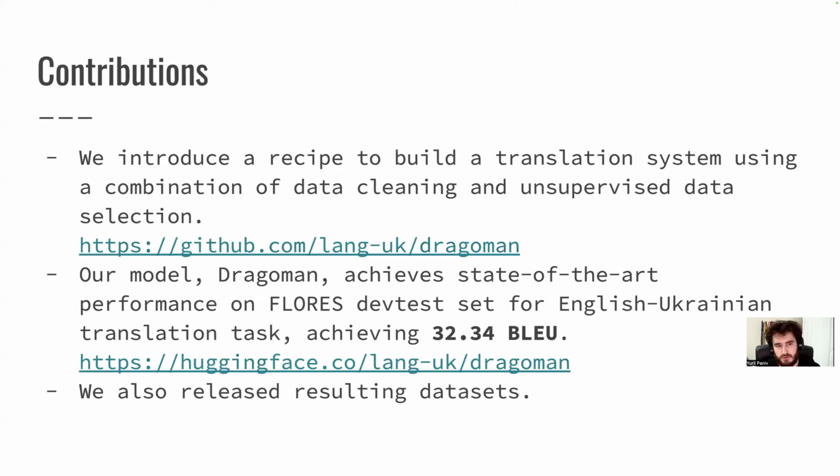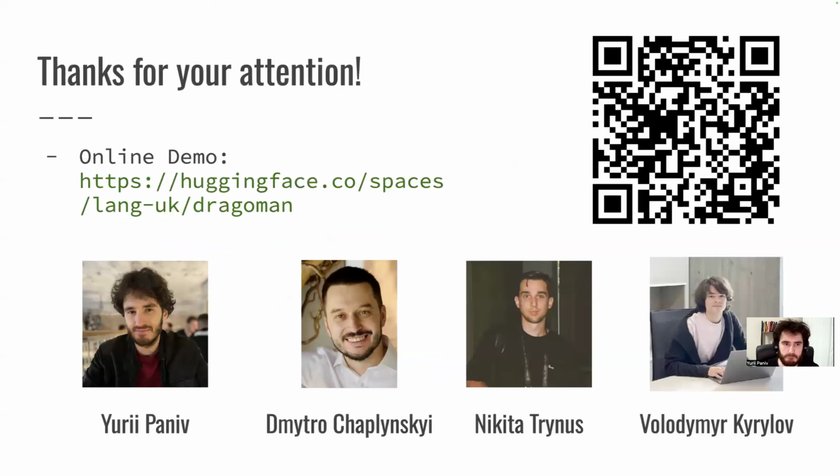And finally, we've contributed a recipe to build a translation system using a combination of data cleaning and unsupervised data selection, which is available on GitHub. Our model, Dragoman, achieves state-of-the-art performance on the FLORES devtest set for the English-Ukrainian translation task, achieving 32.34 BLEU. We also released the resulting dataset on Hugging Face as well.